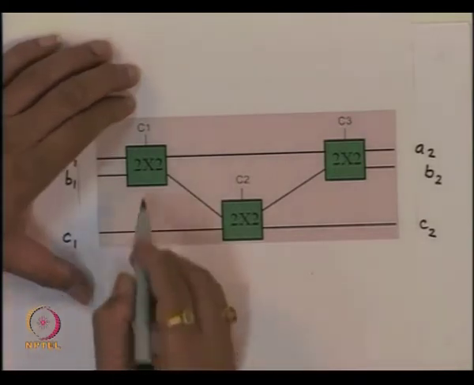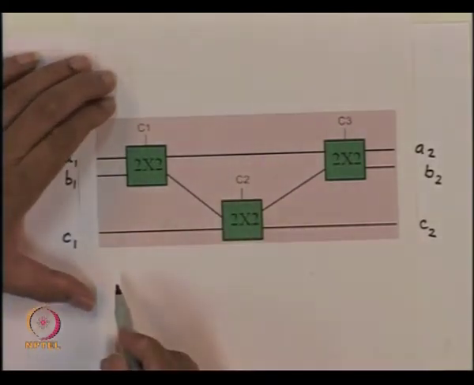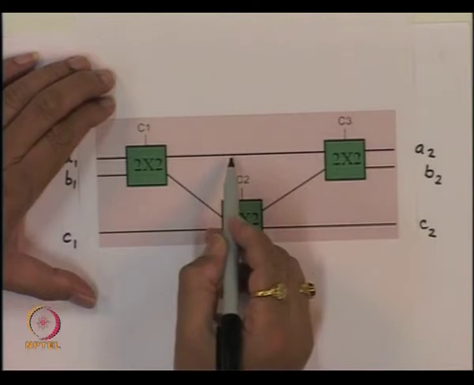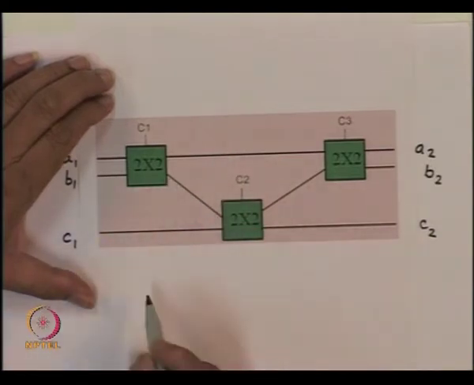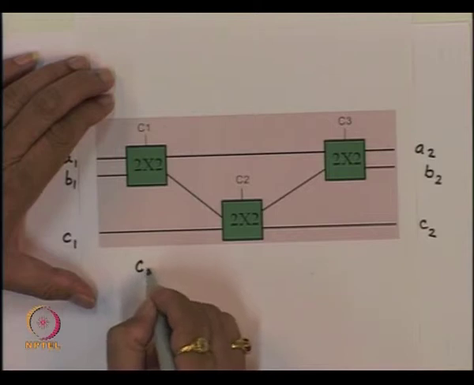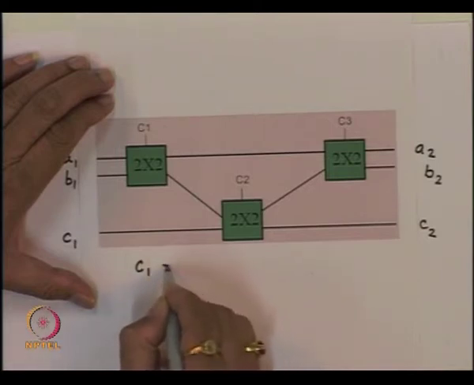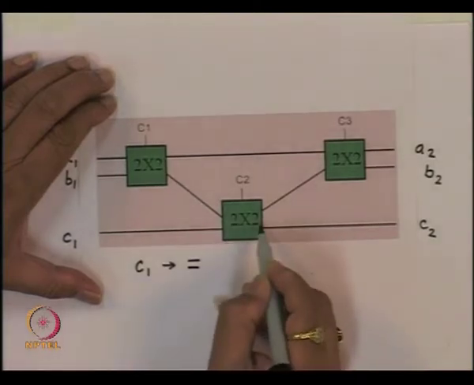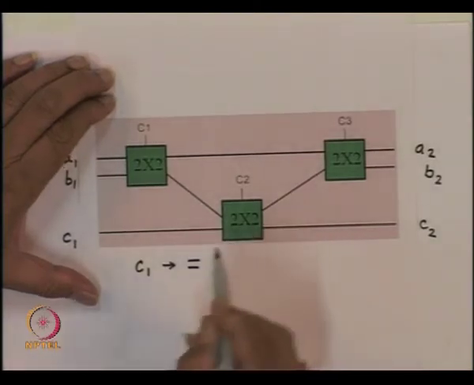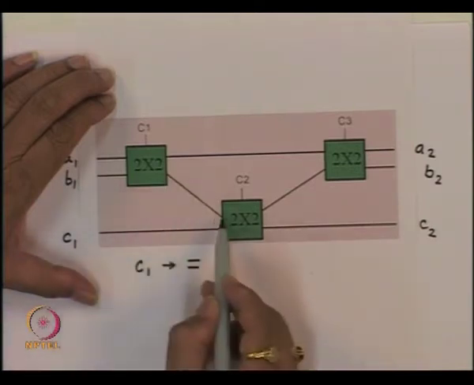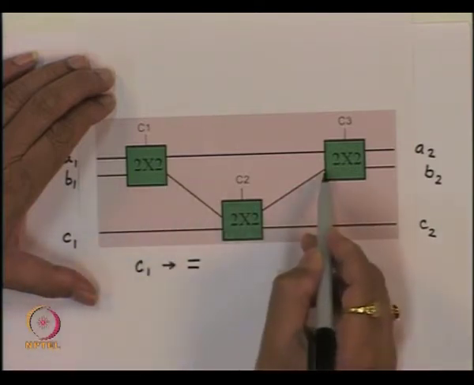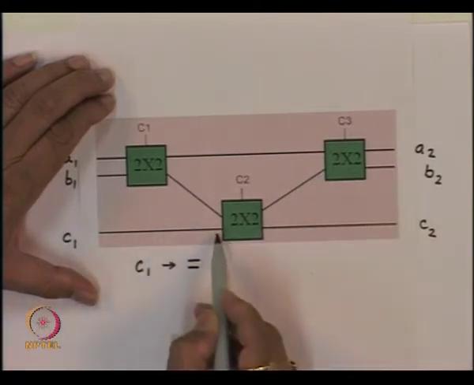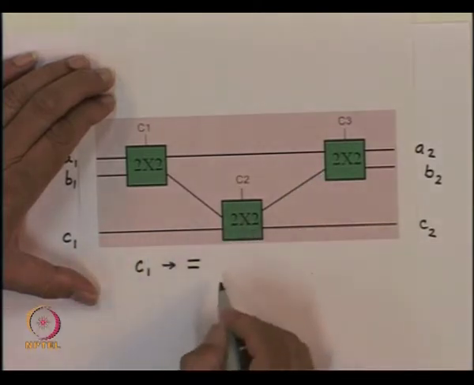If C1 is in bar state, A1 will get connected here, B1 will get connected here. So let us say we have C1 in bar state. If C2 also is in bar state, then we get B1 getting connected here and B1 comes here. C1 will come here, this is in bar state. So I have C2 also in bar state.